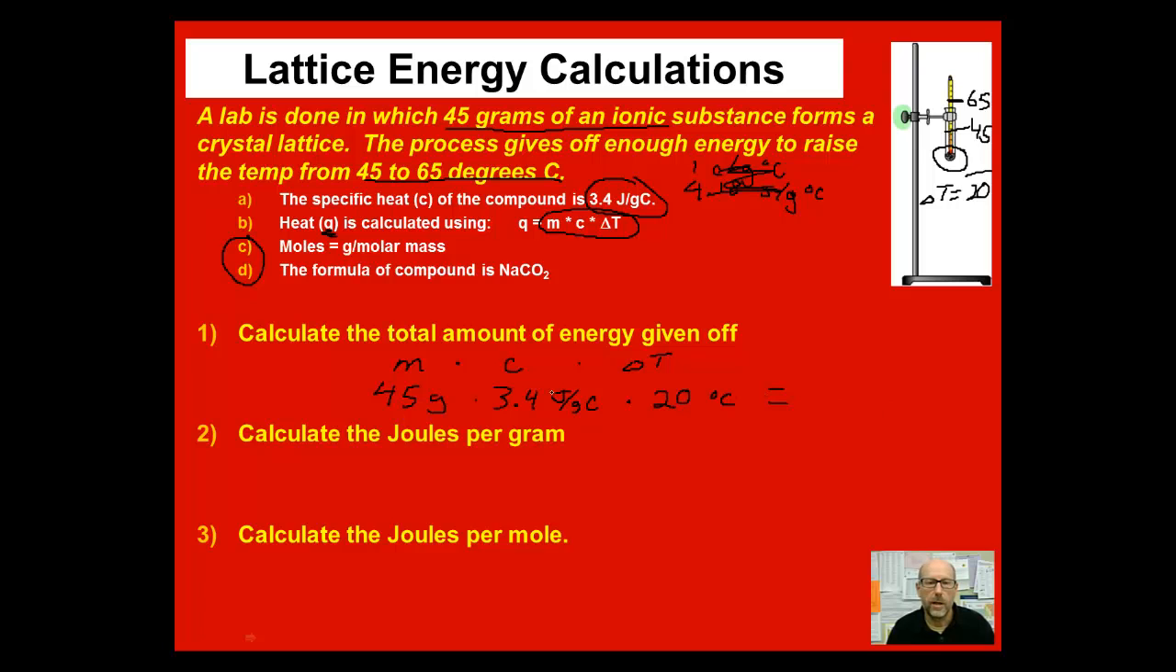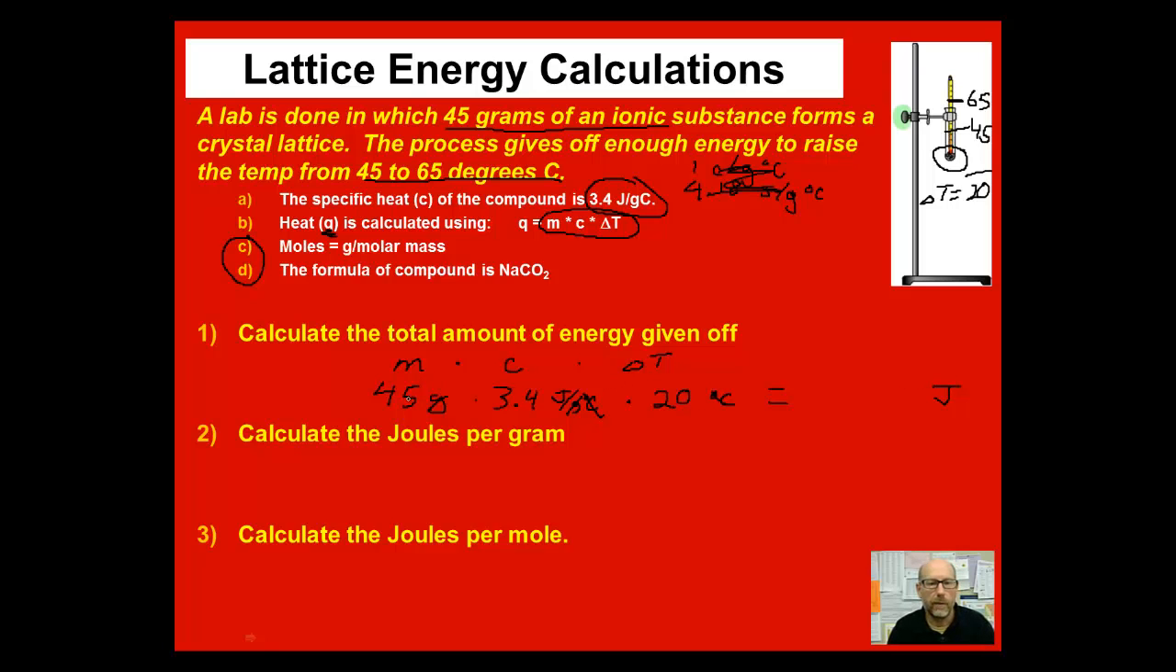And the units for this are, well, let's figure out what the units are. Grams is on the top, grams is on the bottom here. When you multiply them, they cancel. Degrees Celsius is on the top here, degrees Celsius is on the bottom here, so they cancel. So the only thing that survives is joules. So our answer will be in joules.